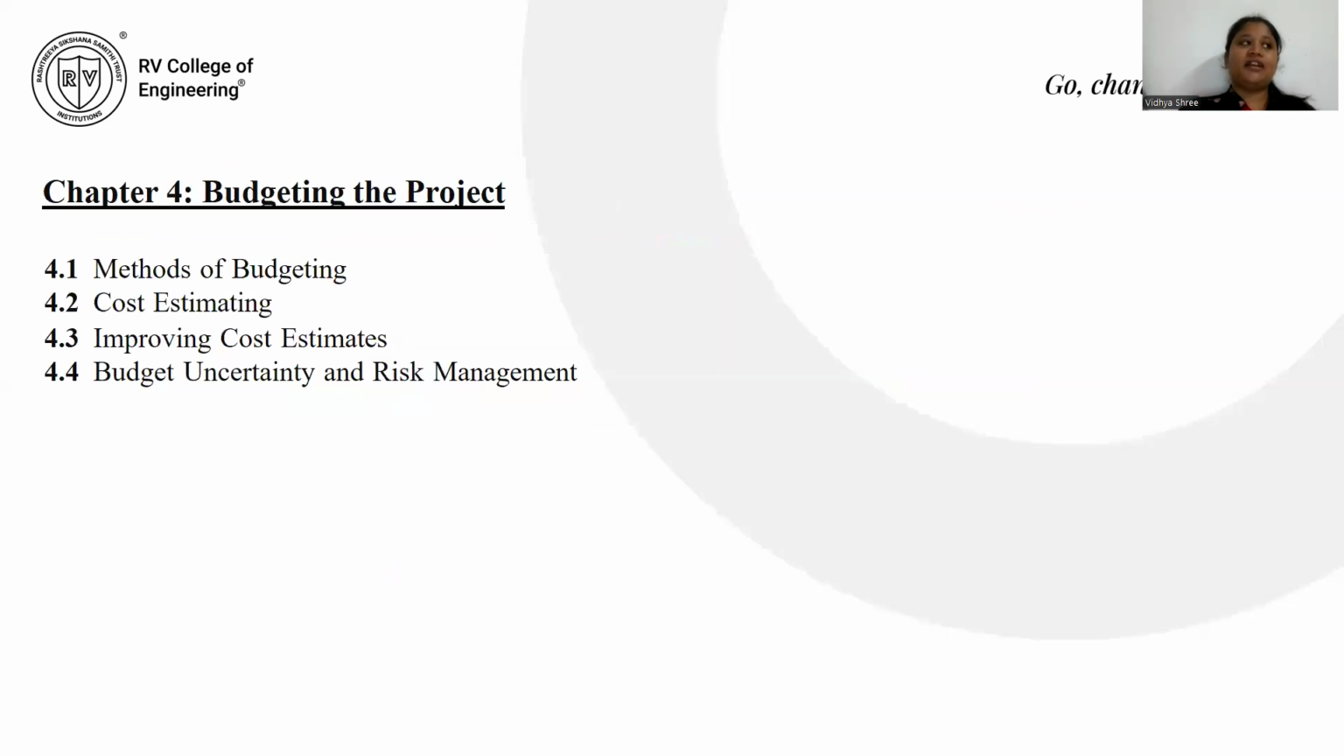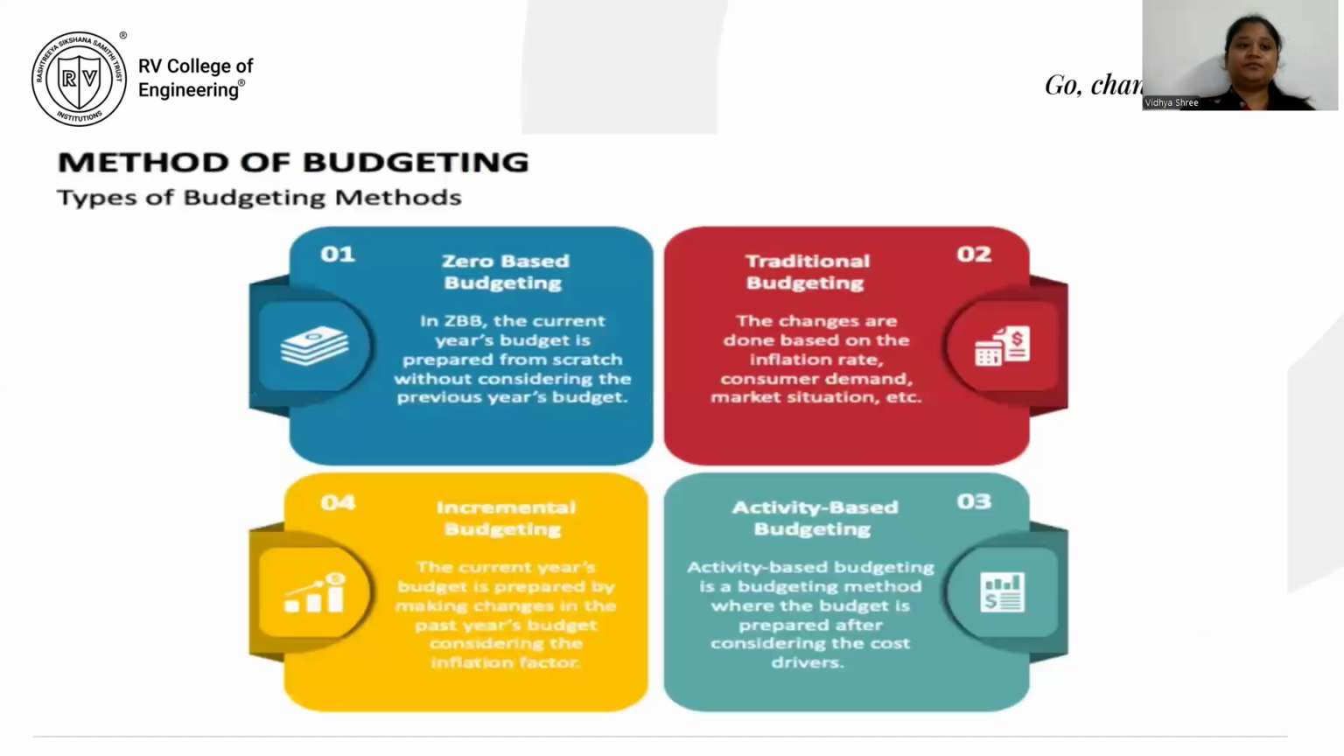In chapter 4, it includes budgeting the project, like methods of budgeting, cost estimating, improving cost estimates, budget uncertainty, and risk management. These are the types of budgeting methods: zero based budgeting, traditional budgeting, incremental budgeting, and activity based budgeting.